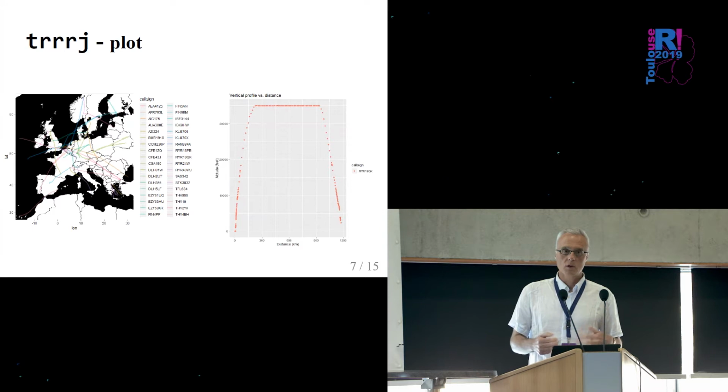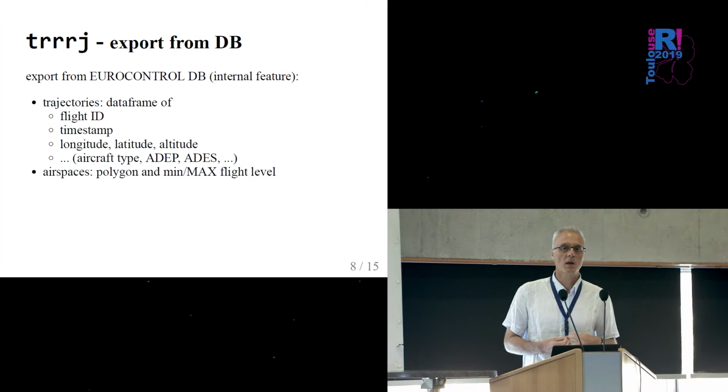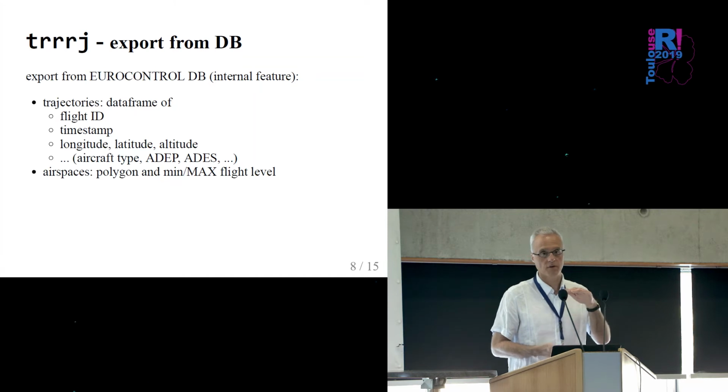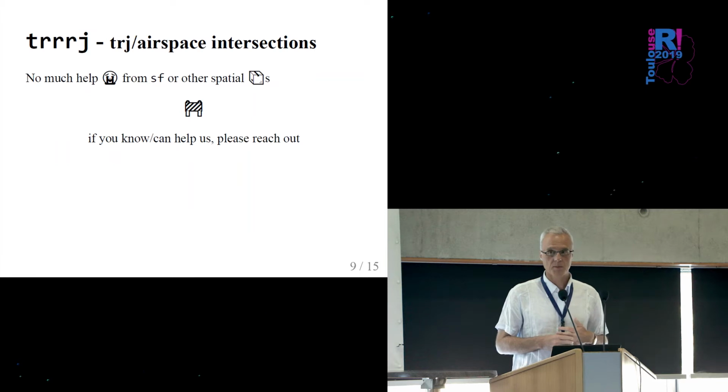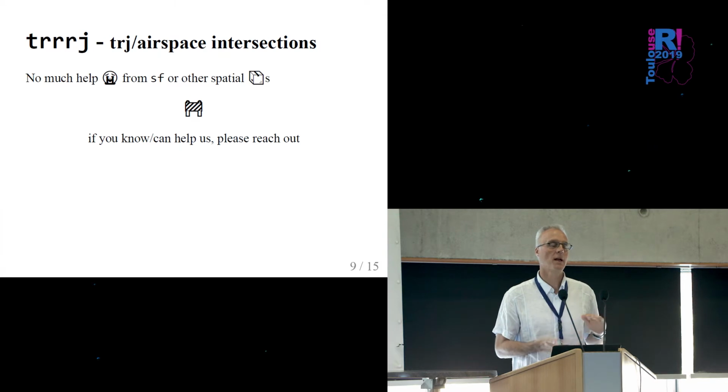And of course, we are also extracting data from the databases that we have. This is an internal feature, but it allows us to expose the data for our reports. We can export trajectories, but also airspace structures, which is basically polygons extruded in 3D between flight levels. In terms of airspace, the most difficult part we are dealing with is intersection between these trajectories and airspaces. SF as such is not usable for us because it is mainly 2D.